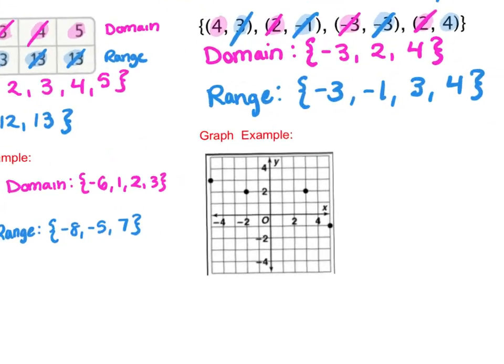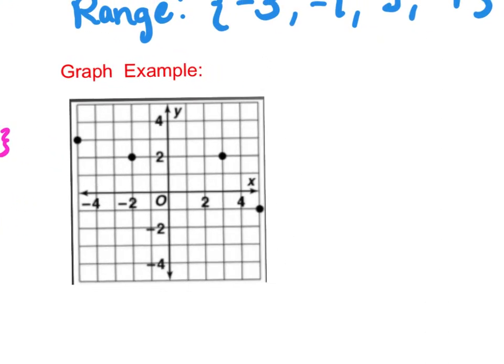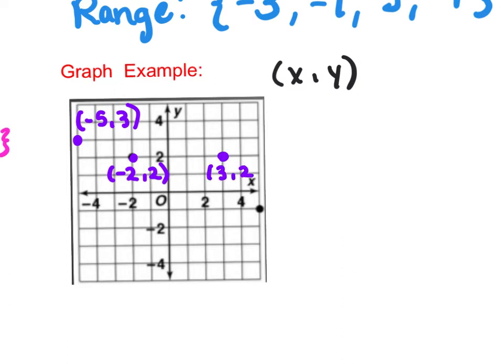For my last example, for the graph, we're still going to list our domain and range, but we're almost going to just take it from the ordered pairs. So it's easiest in a lot of ways if I rewrite each of these as an x comma y. My ordered pair for this point would be at negative 5 comma 3. This point would be at negative 2 comma 2. This ordered pair would be at 3 comma 2. And my last ordered pair would be at 5, negative 1.